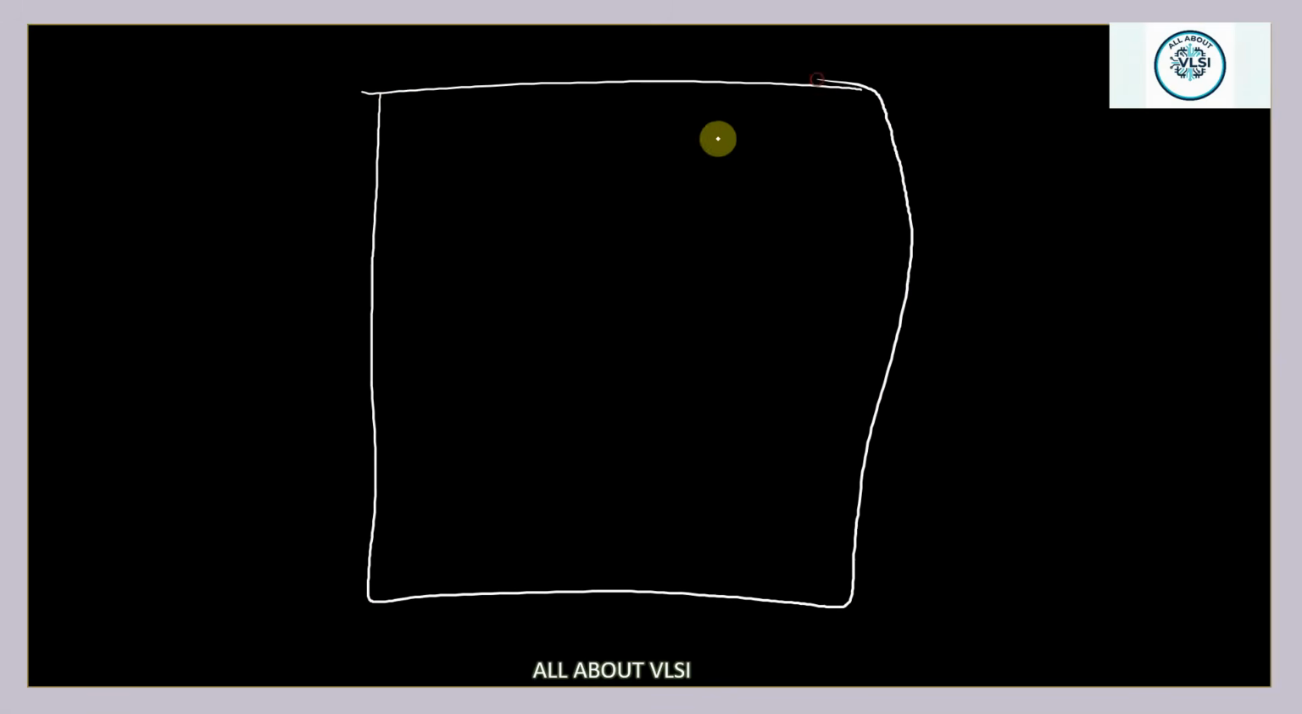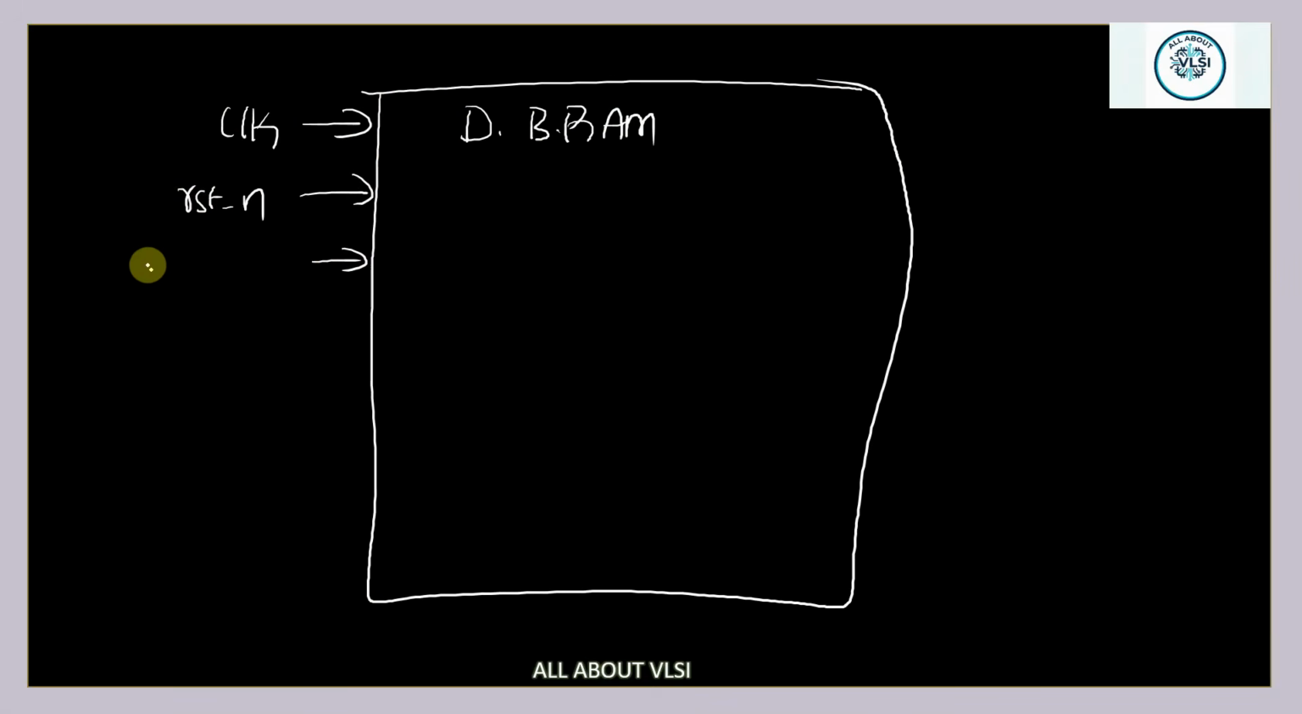So we are going to have a particular module. This is our module, which is our decoder based RAM, DBR. It is going to have an input clock and another input reset_n, which is an active low reset, and one input known as write enable, followed by read enable, and followed by address.